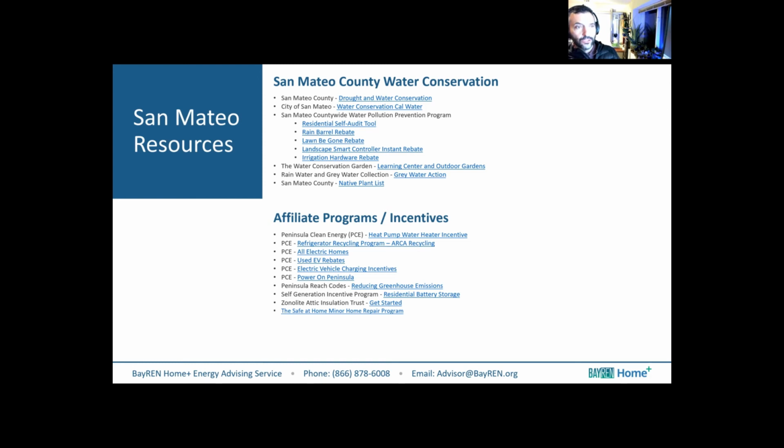Peninsula Reach Codes, that's all of the San Francisco overall peninsula trying to go way above and beyond Title 24 recommendations and trying to really reduce carbon emissions and the carbon footprint. Self-generation incentive program, batteries, that's through PG&E, so they have rebates for it.